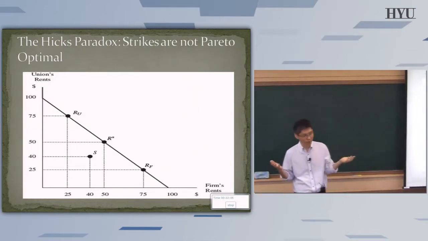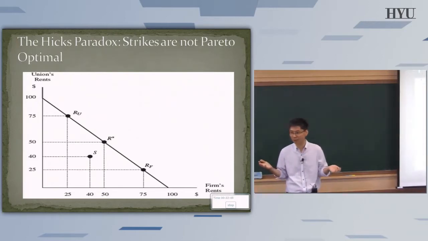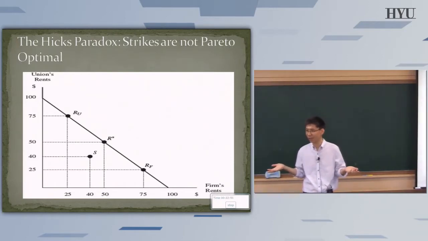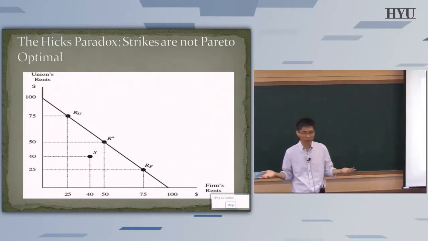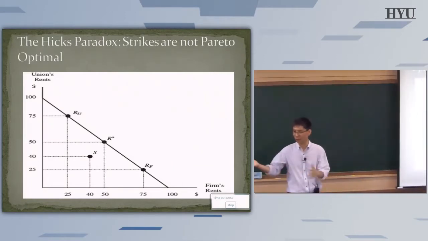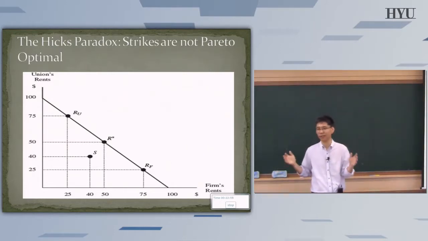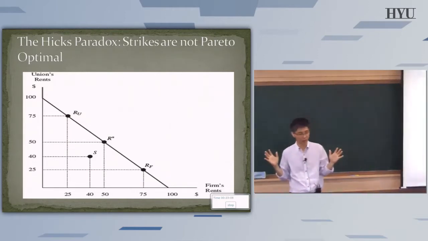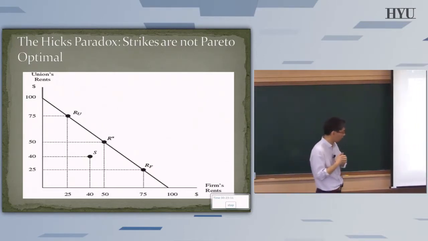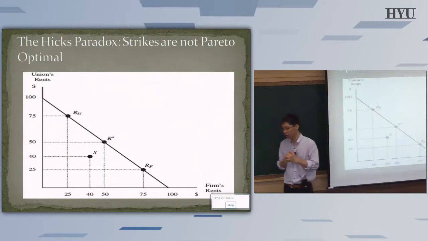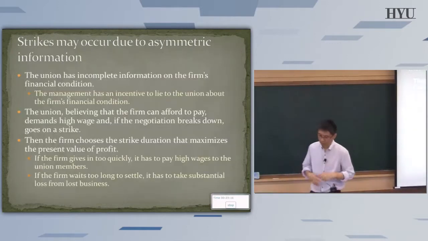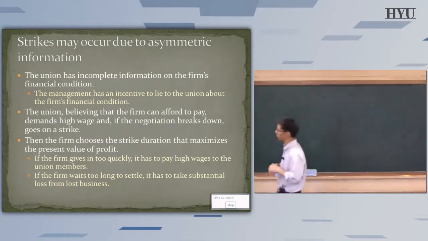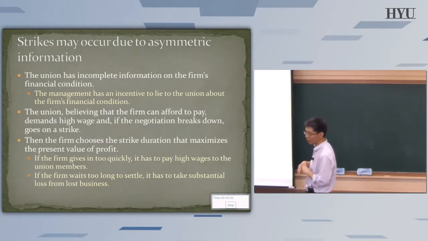But what the union knows is that the management has a clear incentive to lie, right? If they lie and say we have only $50, then the union gets 25, and the management gets the rest. Obviously, the union knows that the firm has a reason to underreport their profit or their expected profit. So the union has incomplete information on the firm's financial condition, and the management has an incentive to lie to the union about the firm's financial condition.